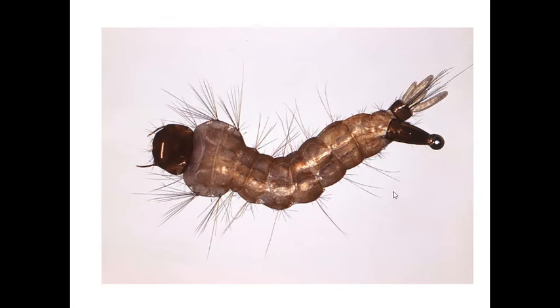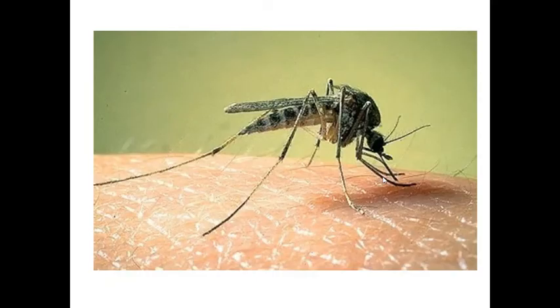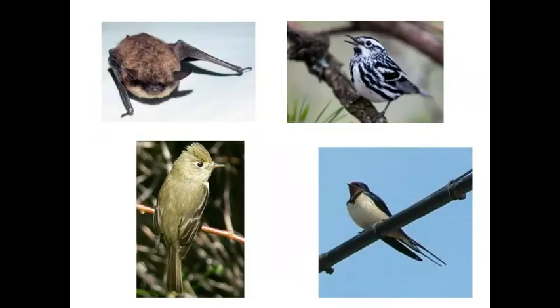Now we're going back to those aquatic insects. I don't know if anyone knows who this is. We don't like these little guys living in water. That there is a mosquito larva. And though they bug us, mosquitoes and other aquatic insects that hatch out feed massive, massive numbers of bats and birds. So, bat species like this little brown bat, the black and white warbler, this flycatcher, swallows all eat mosquitoes and other bugs that are hatching out of beaver ponds.